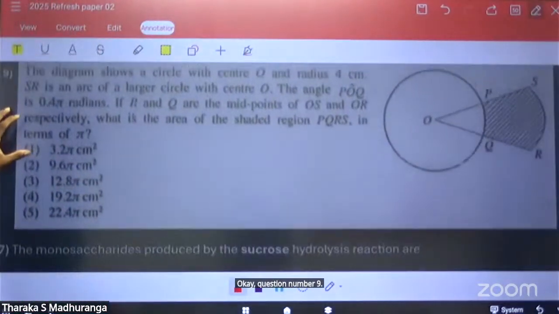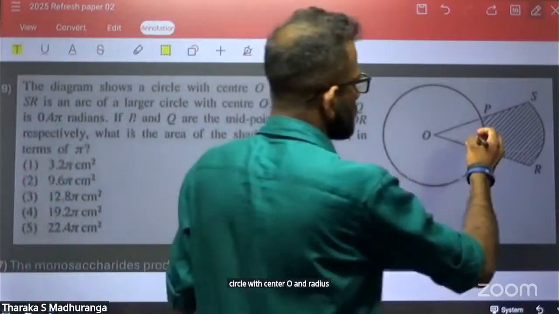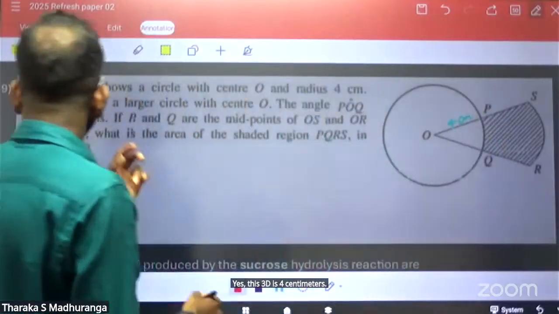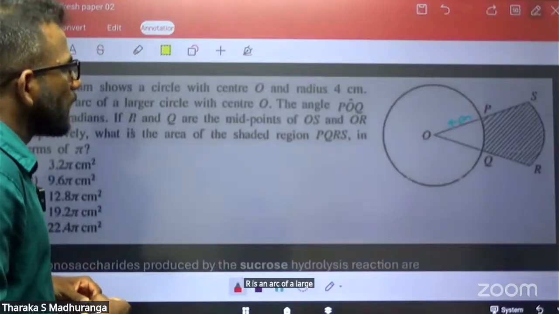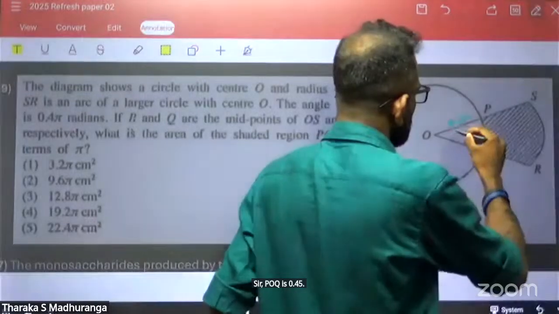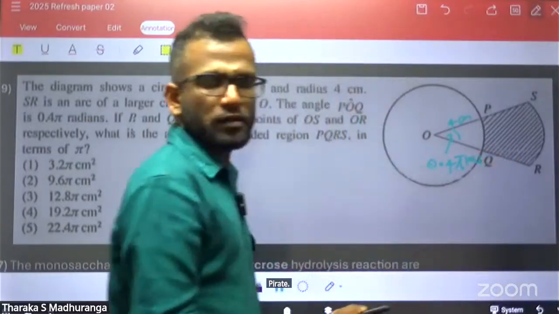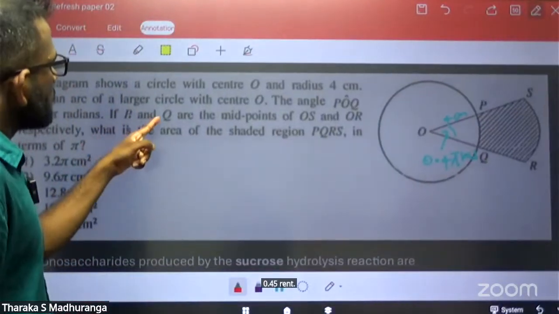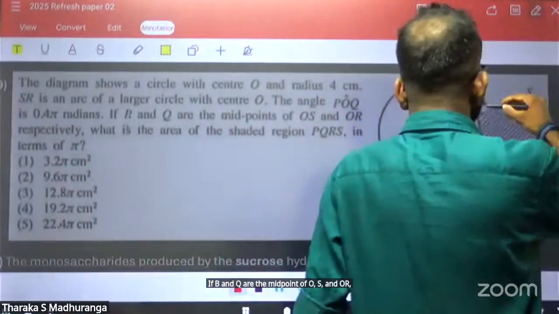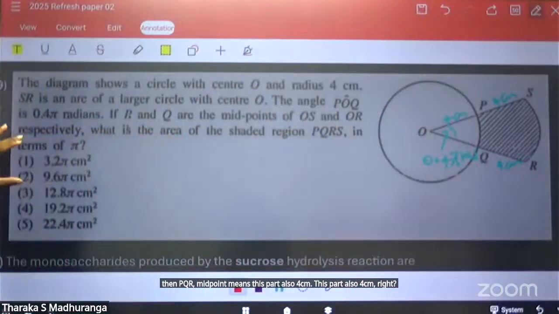Okay, question number 9. The diagram shows a circle with center O and radius 4 centimeter. Yes, this radius is 4 centimeter. RS is an arc of a larger circle with center O. The angle POQ is 0.45 radian. If P and Q are the midpoints of OS and OR respectively, this part is also 4 centimeter, right?